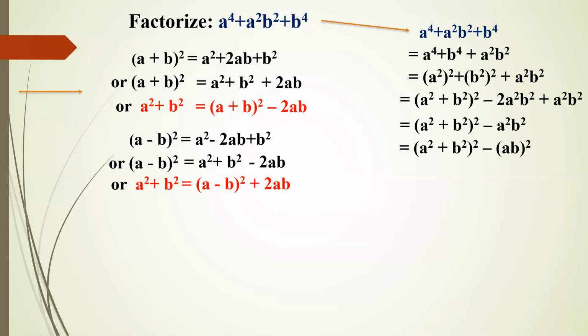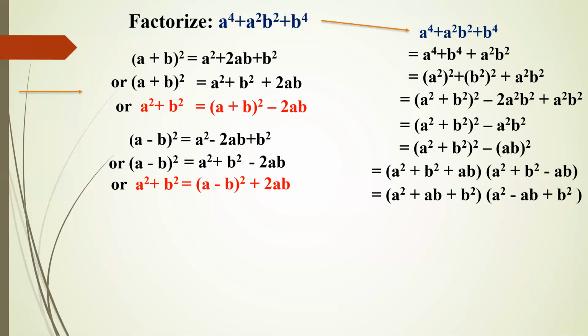So let's use the formula. It will become a square plus b square plus ab, that is a plus b, right? Another a square plus b square minus ab, that is a minus b. As you know that a means a square plus b square and b means ab, right? Let's arrange this a little bit. So we can do like this: a square plus ab plus b square. We are just keeping the ab in the middle, and again a square minus ab plus b square.